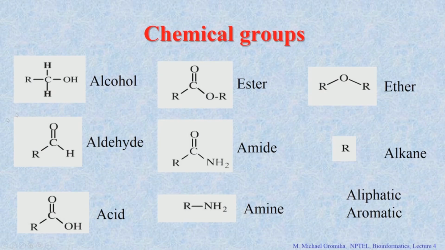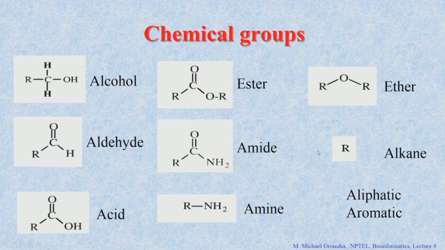There are various chemical groups such as alcohol. Which amino acid contains alcohol? Serine. Serine contains alcohol. Which one has the acid? Aspartic acid, glutamic acid. Then the amine group, lysine and arginine. Likewise, aliphatic, alanine and valine contain aliphatic groups, and the aromatic, tryptophan and tyrosine. So, they contain several chemical groups.